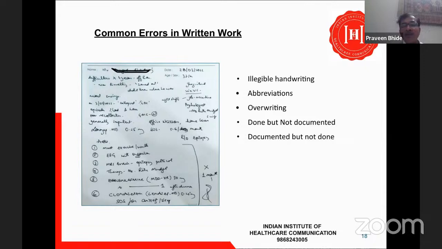Documented but not done. Another example is the sister sits on the table and writes down the temperature chart, pulse, BP of all the patients without doing it. That is a very common thing we have noticed. Why do we say only for nurses?